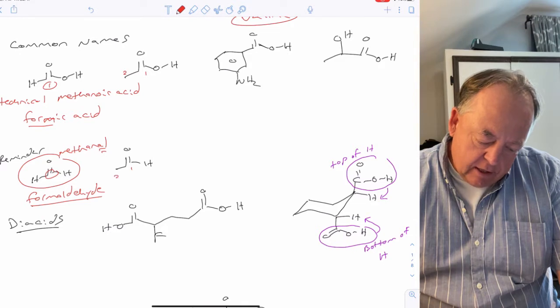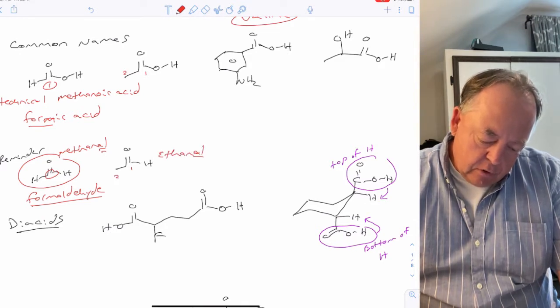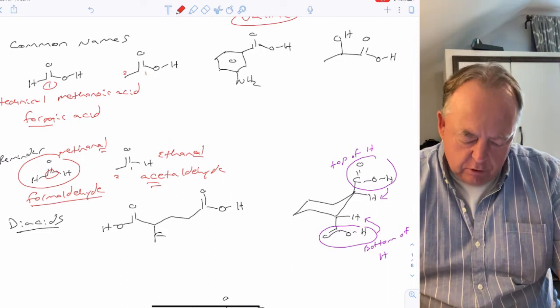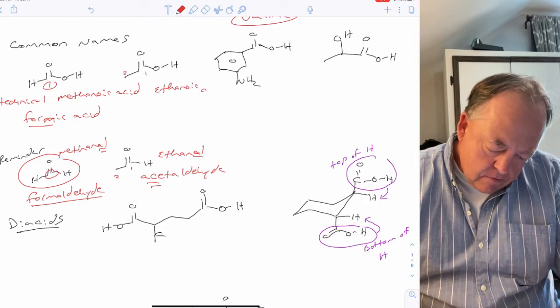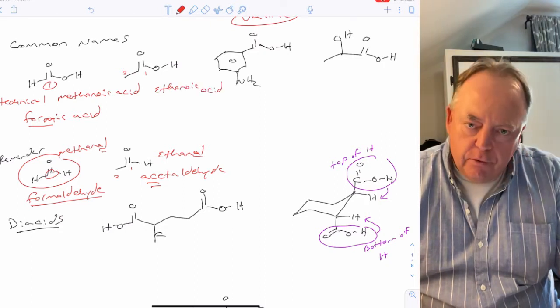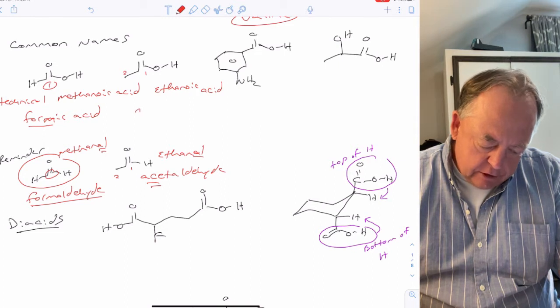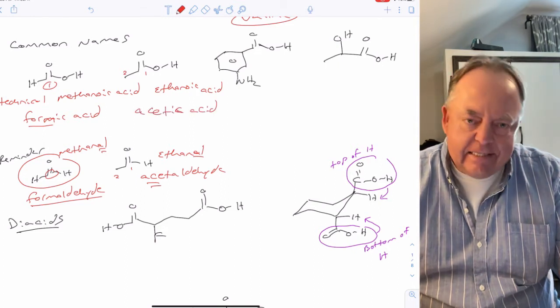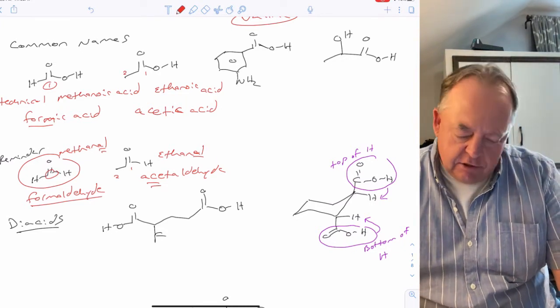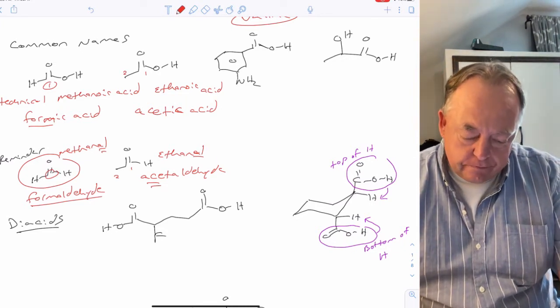Same here with the 2 carbon chain. If you remember, this aldehyde is technically ethanal, but nobody calls it that. Most people just call it acetaldehyde, where this 2 carbon chain is given the prefix acet. So same here, 2 carbons, technically that would be ethanoic acid. That would be the IUPAC way of naming it, but it's more commonly just called acetic acid. That would be the carboxylic acid that you find in vinegar, for example.